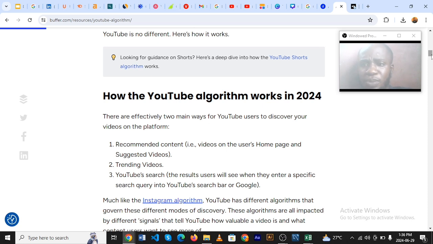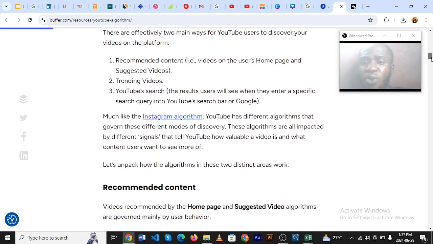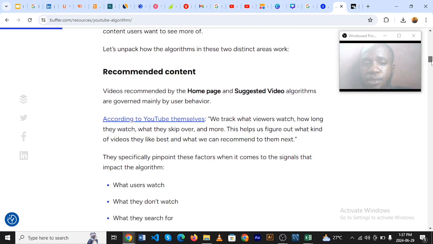Now, I want you to understand this basic concept. Instagram algorithm is different from YouTube, from Facebook. So you need to understand what people are looking for at different social media platforms. Now, video recommended on the homepage and suggested algorithm are governed by user behavior.